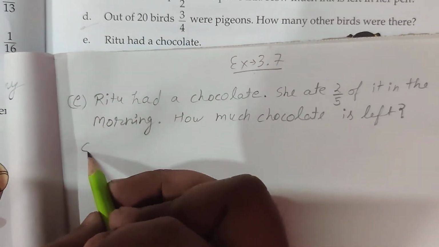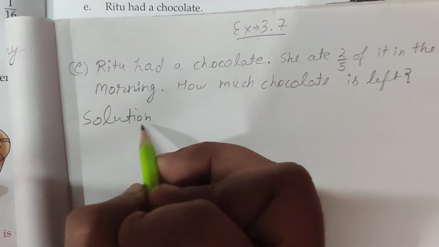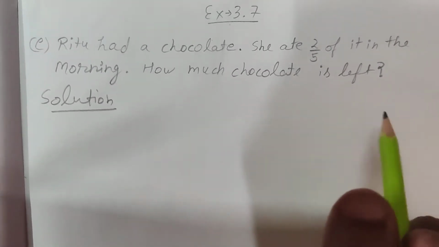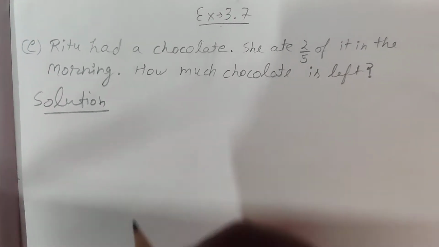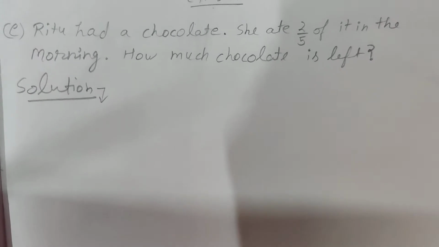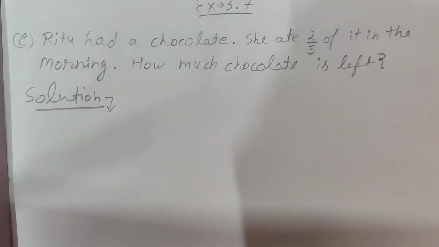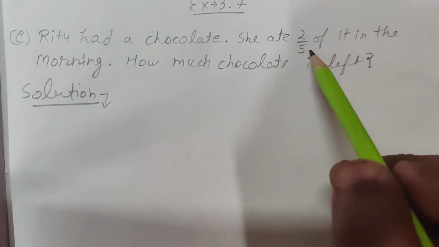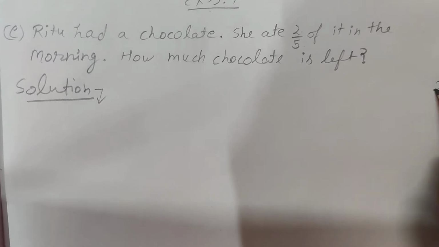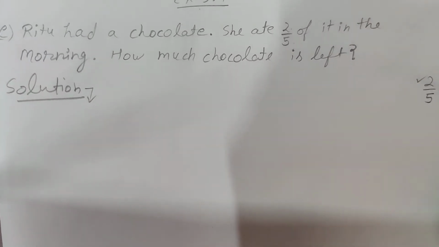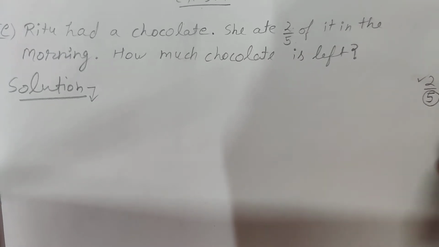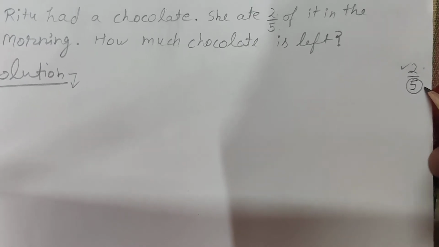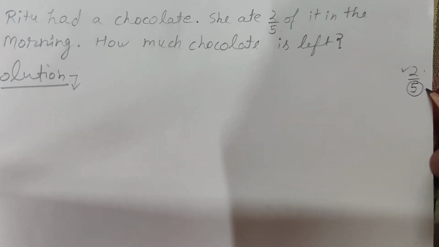So student, here is the solution. I have written the question for you in my notebook, in my online register. So what we have to do? First we have to know what the total chocolate is. So according to this, 2/5. You ate 2 parts out of 5. Total number of parts is 5 out of 5.